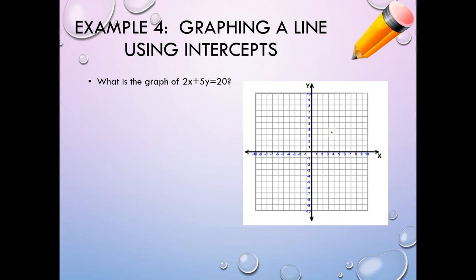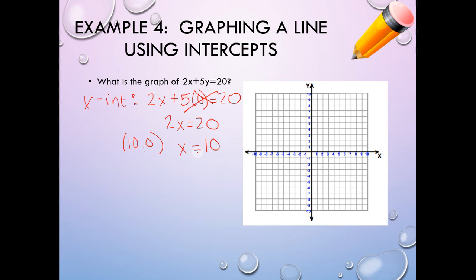I have 2x plus 5y equals 20. So I need to figure out what's my x-intercept. So I'm going to plug in for y a 0. So I get 2x equals 20 because that cancels. So x needs to be 10. So my ordered pair would be 10, 0. X is 10. I plugged in 0 for y. That's why I kind of get those points.